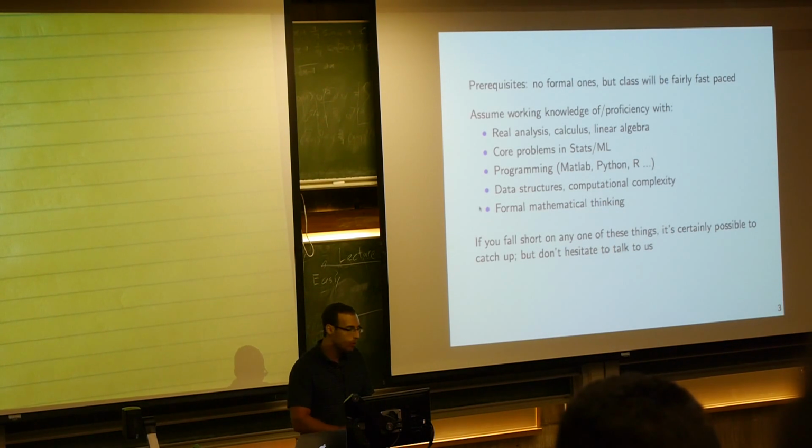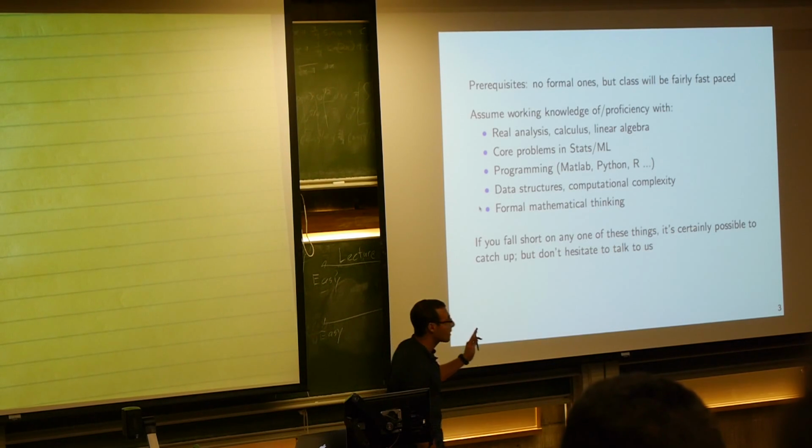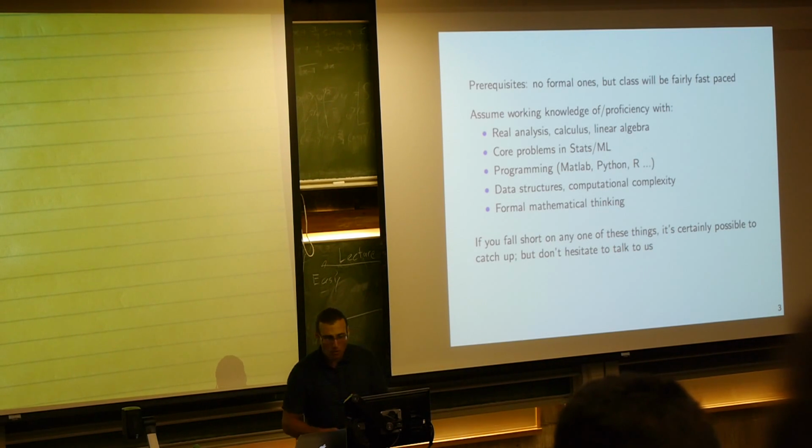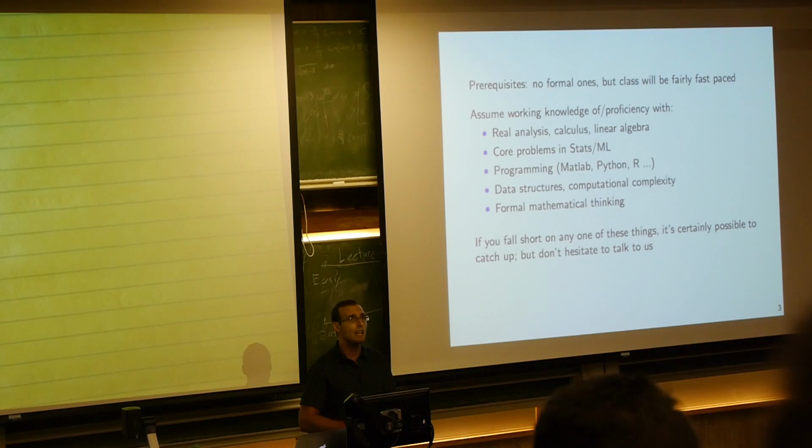And really, I think the most important prerequisite is formal mathematical thinking. So being comfortable with rigor. This class is actually fairly mathematical. I think it surprises people, when they sign up for a class in optimization, that it actually involves quite a bit of math. That's because we're going to take both approaches.